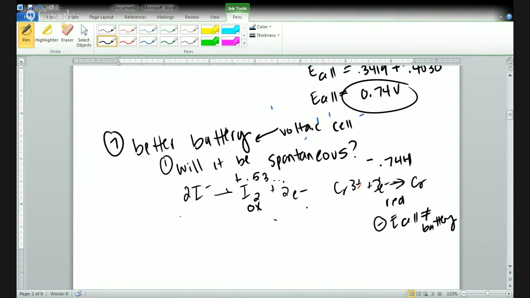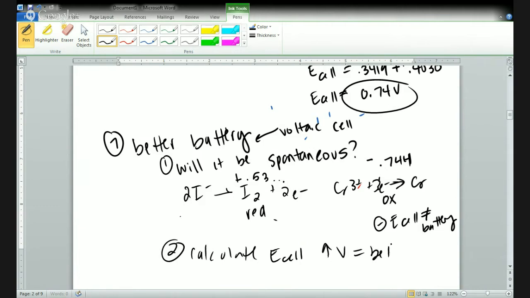Now let's play hypothetical and pretend that this second reaction actually was going to be spontaneous. So let's pretend that this was going to be the reduction and this was going to be the oxidation. What you would want to do is calculate the E cell for both of your answers, and whichever one gives you the bigger voltage is going to be the one that makes the better battery. So first you want to ask yourself, will it be spontaneous? If one's spontaneous and one's not, then the only one that would make a battery is the one that's spontaneous. If they're both spontaneous, then you calculate E cell, and the bigger voltage equals the better battery.